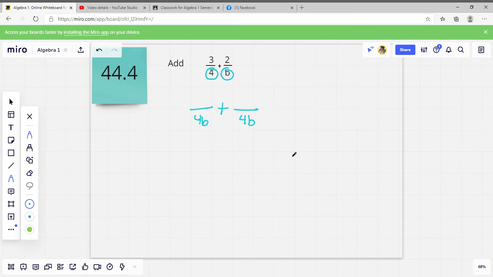On this first one, I had to multiply it times b over b. So 3 times b would be 3b. The bottom one, I multiplied it times 4. 4 times b makes 4b, so times 4 over 4. Whatever I do on the bottom, I have to do on the top. 2 times 4 is 8. Now I can add them. These aren't like terms, so it would just be 3b plus 8 over 4b.